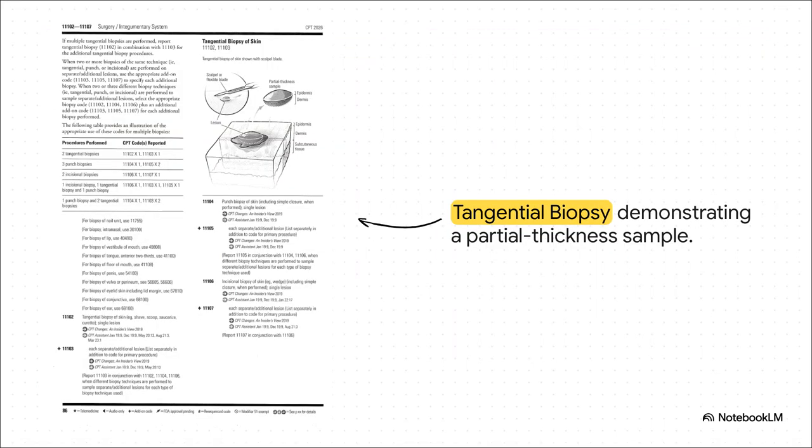Let's zoom in on that tangential biopsy for a second. Doctors usually do this with a flexible blade or scalpel. The defining feature here is that it usually only removes epidermal tissue. It might take tiny bits of the underlying dermis, but overall, it's just a partial thickness sample. Notice how the blade is really just skimming the surface here? It's not digging a deep hole at all.